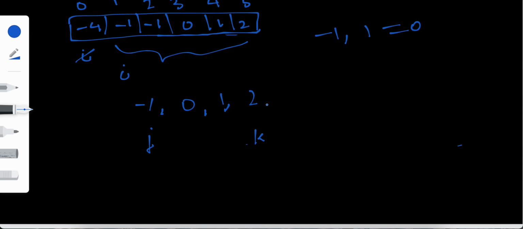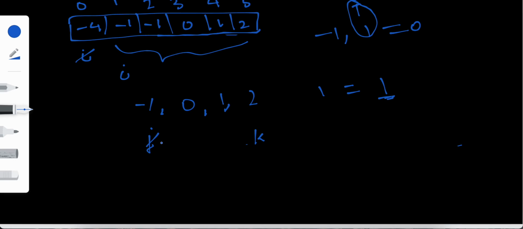So -1 plus 2. What is -1 plus 2? It's 1. Is 1 equal to 1? Because that is the target that we are trying to find, right? This is the target on the right side that we are interested in. Yes, it is actually equal to 1. So that means I have found a solution where my sum is actually equal to 0. So now I'll just put it in my final result.